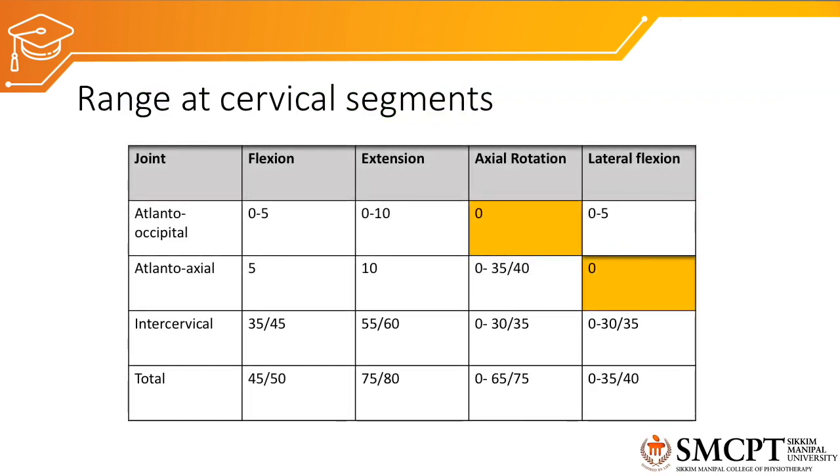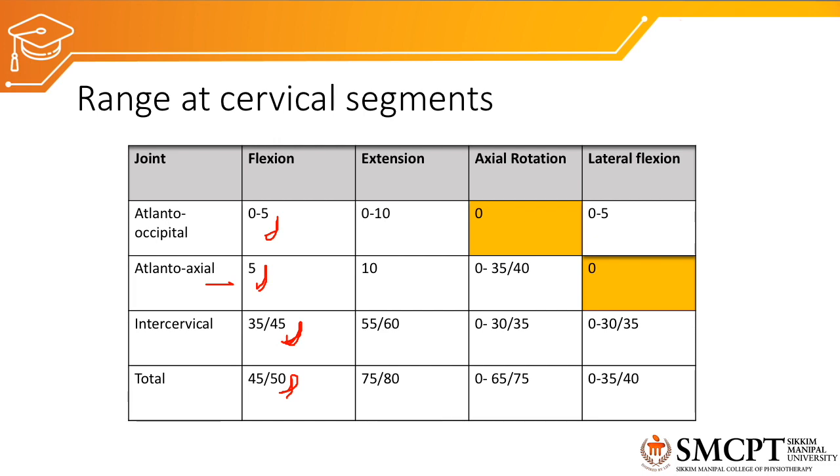Now let's discuss the range of motion occurring at different segments of the cervical vertebra. Flexion, the total range we have discussed, is about 0 to 45 or 50 degrees. 0 to 5 degrees occurs in the atlanto-occipital joint. 0 to 5 degrees occurs in the atlanto-axial joint as well. And the majority of the flexion of the cervical vertebra occurs at the intercervical region, that is 0 to 35 to 45 degrees. So therefore the total range of motion of flexion is 0 to 45 or 50 degrees.